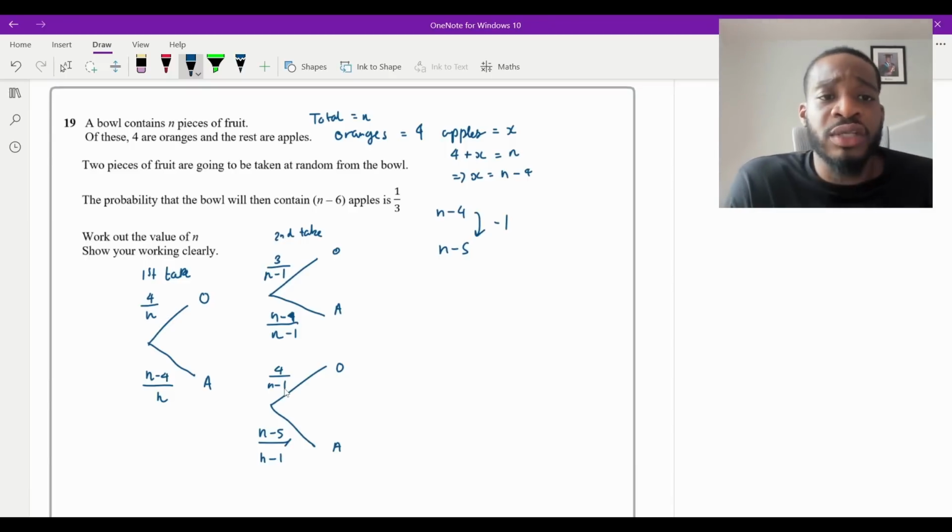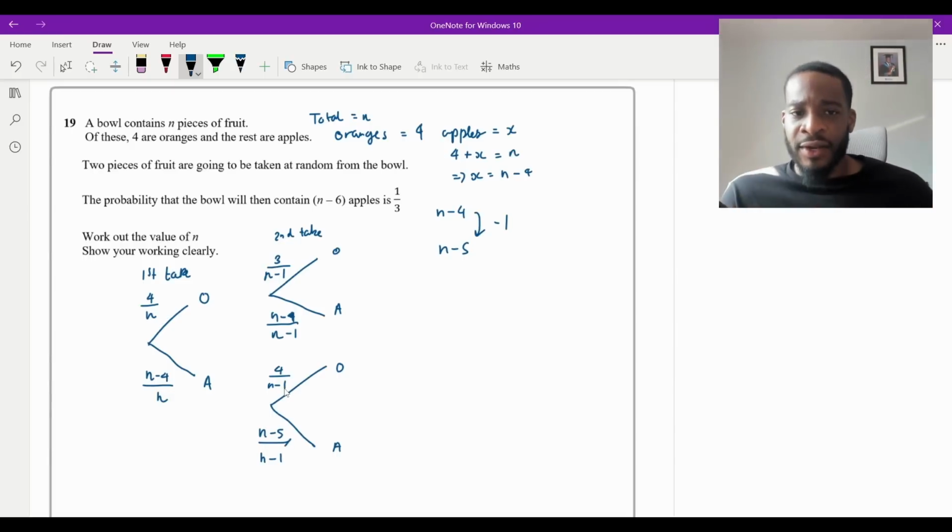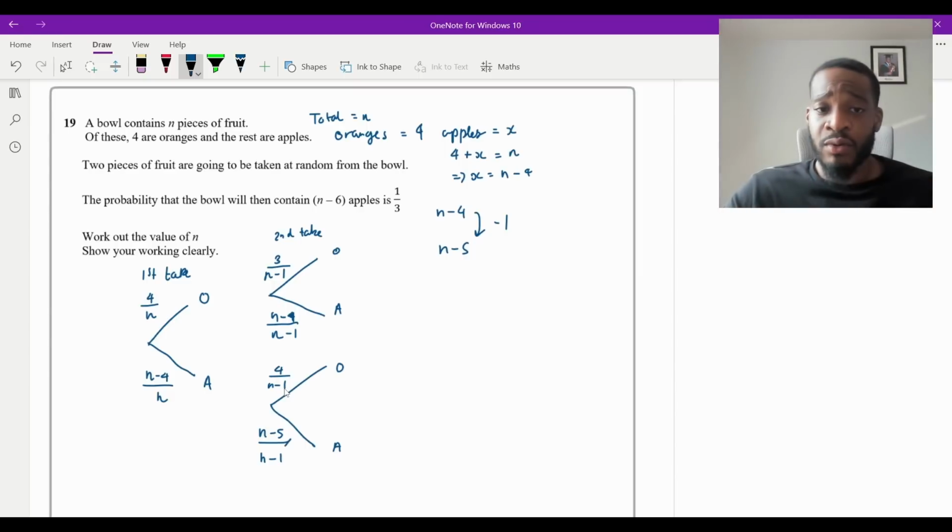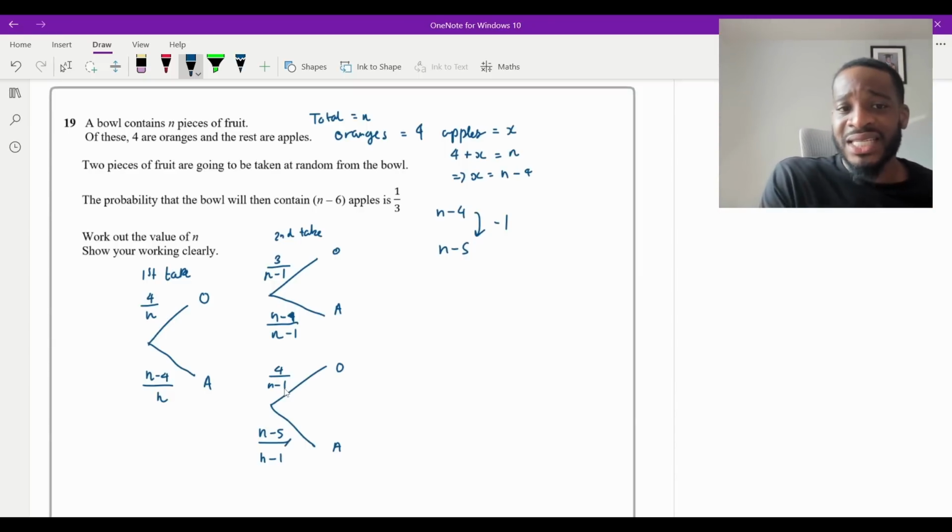2 pieces of fruit are going to be taken at random from the bowl. The probability that the bowl will then contain n minus 6 apples is 1/3. Okay, well, what does that actually mean, right? Because they've given us a probability, 1/3. But what does it mean if there's going to be n minus 6 apples after 2 pieces of fruit are taken? Well, let's deal with the apples, right?